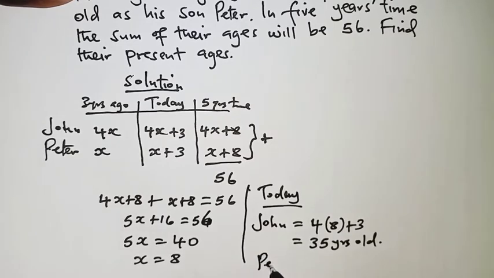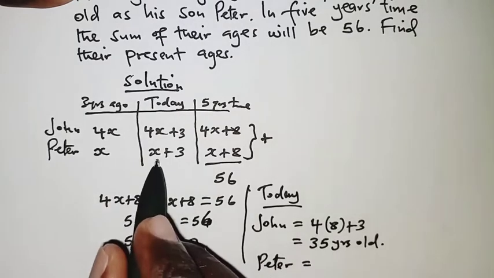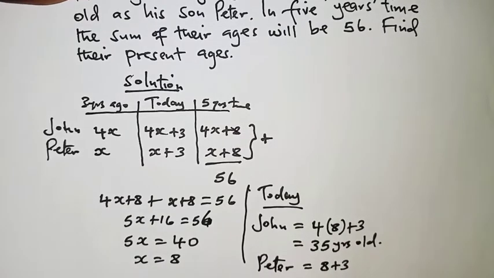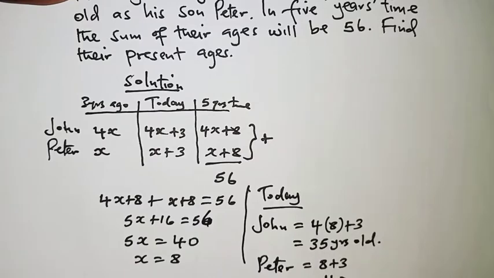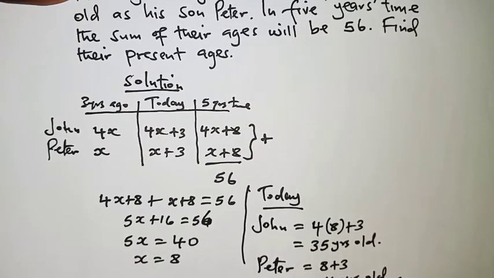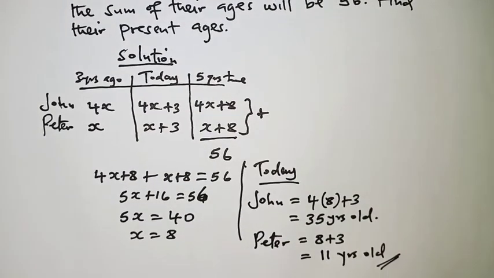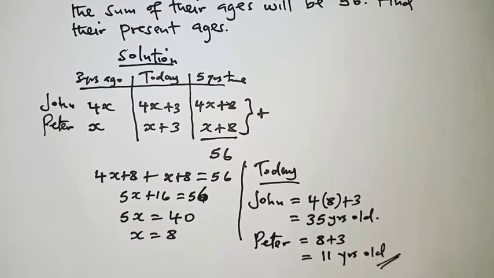And Peter's age today, we have x plus 3, so that is just 8 plus 3, which is 11 years old. So we have 11 years old.